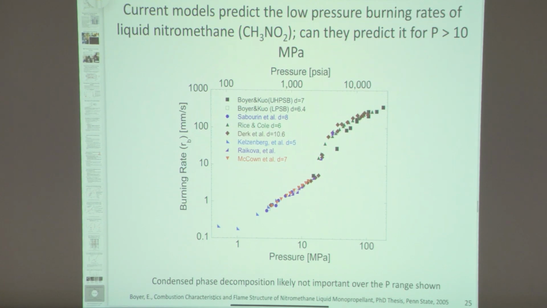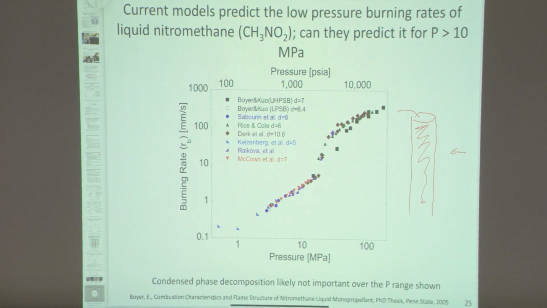Here's a very simple example. This is, in this case, burning of a liquid propellant. When this was done, in the case of a strand, I take basically a quartz tube where I can visually look through it, and I fill the quartz tube with liquid nitromethane.